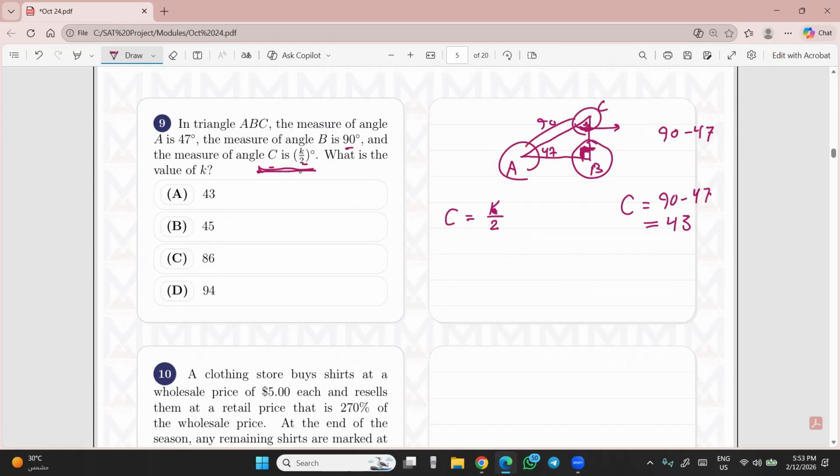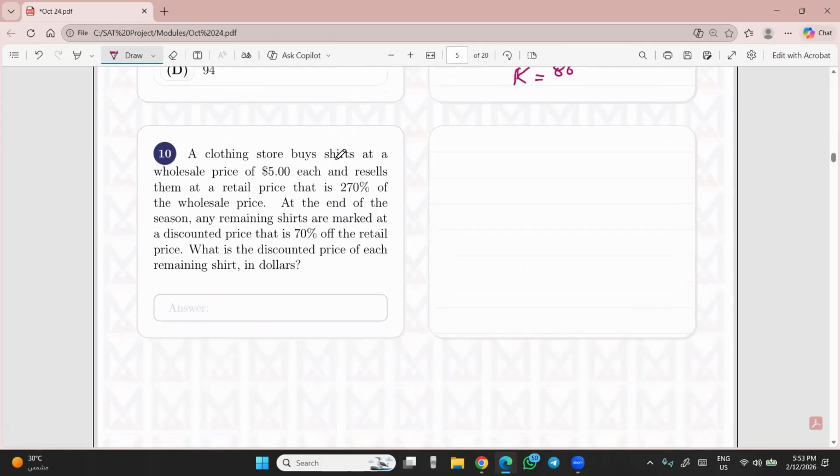But this is not the answer. 43 is C, so replace C by 43, and then write k over 2. Now, if we want to get k, just put 1 down here and cross multiply. K times 1 is k, and 43 times 2 is equal to 86, which is our answer, letter C. The value of k is equal to 86.